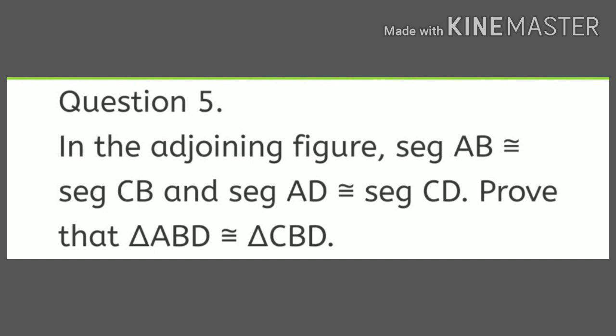In the adjoining figure, segment AB is congruent to segment CB and segment AD is congruent to segment CD. Then prove that triangle ABD is congruent to triangle CBD. Here some parts are given to you as congruent, and you have to decide whether you can prove that these two triangles are congruent. So let's start the solution.